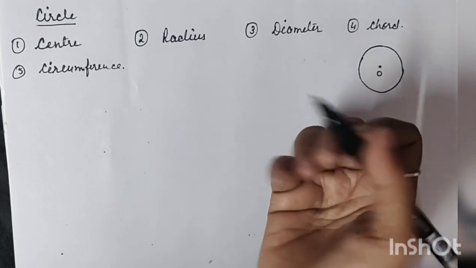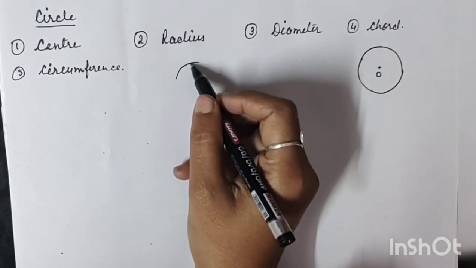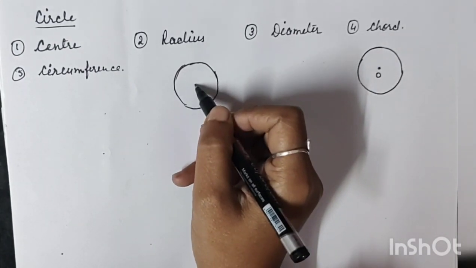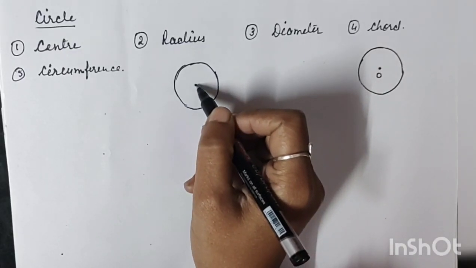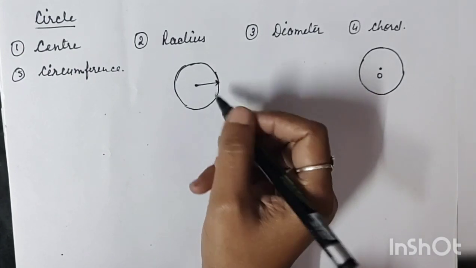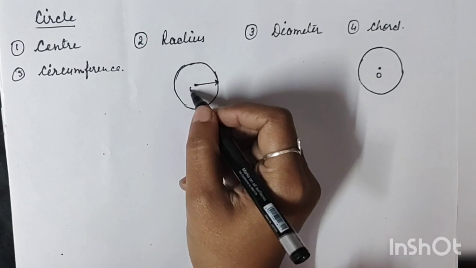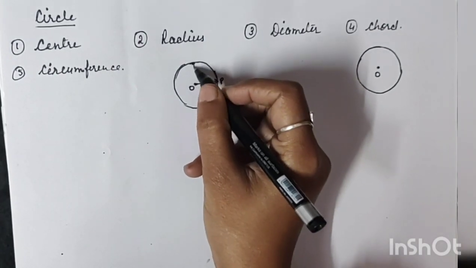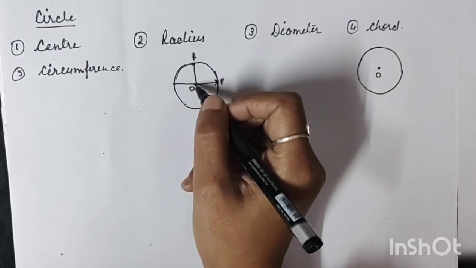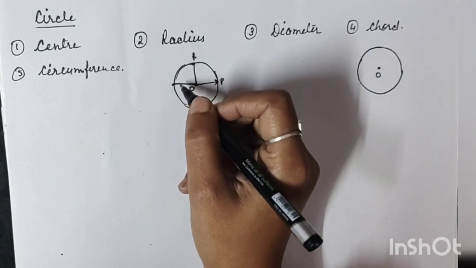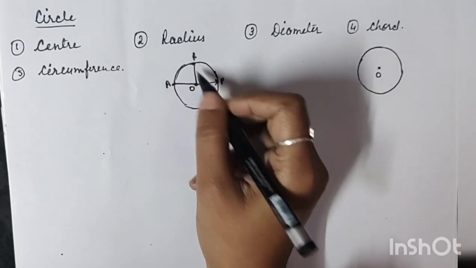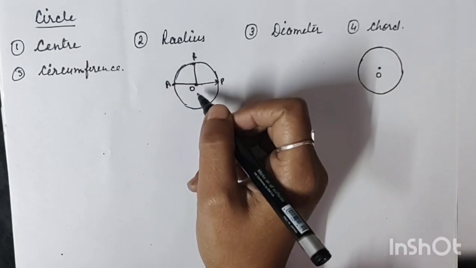What is the radius of a circle? See, first of all we have to draw one circle, right? This is the center of the circle, and if we draw from the center to the circumference of the circle, this distance is known as the radius of a circle. So this is O, and from O to here, this one is also your radius, and this one is also your radius. Okay, the distance from the center to the circumference of the circle is known as the radius of a circle. OP, OR, OA, these are the radii of the circle.